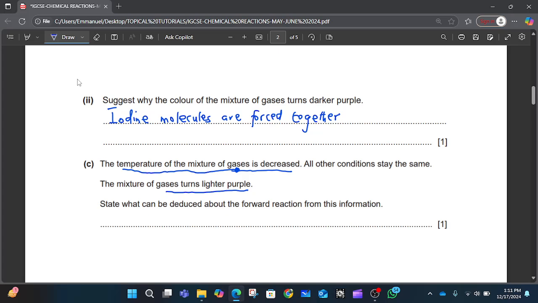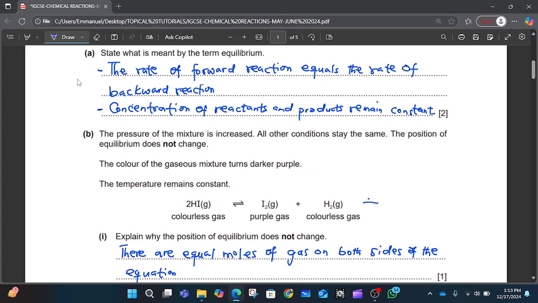And in equilibrium reactions, when the temperature of a reaction mixture is decreased, the equilibrium shifts to the exothermic side of the reaction. And in this question, we're also told that as the temperature was decreased, the mixture became lighter purple, which means that this reaction is not favoring the iodine side, because it was iodine that is purple in this reaction mixture. So it is against the iodine side. If you look at the reaction equation, the iodine is at the product side.